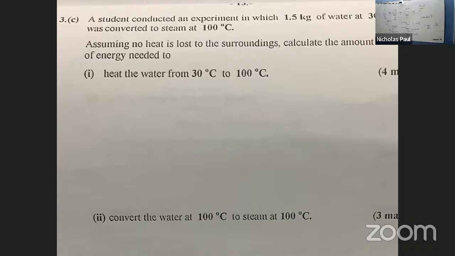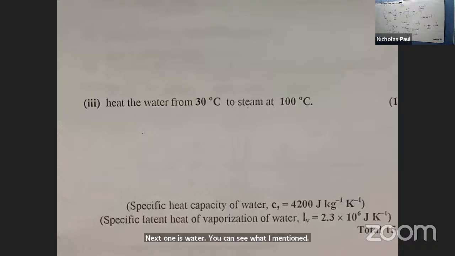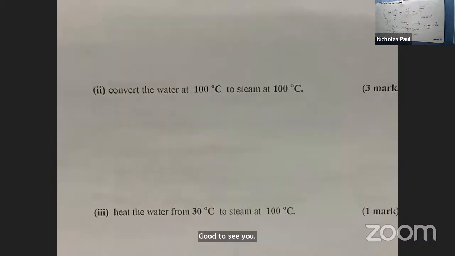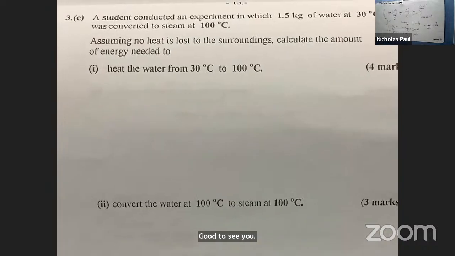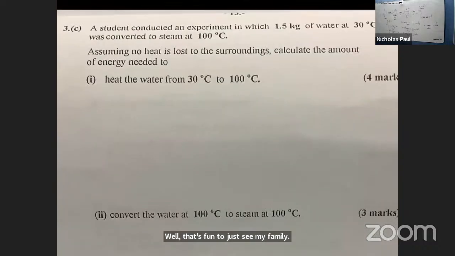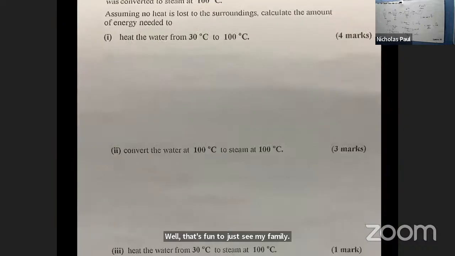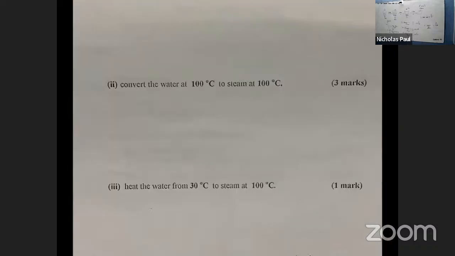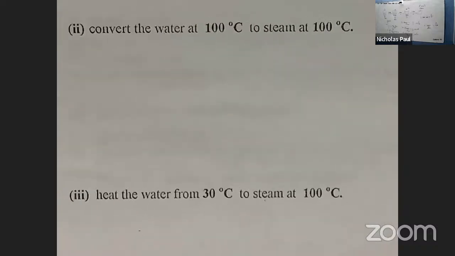Next one is water to steam. Water from 30 to steam at 100. Last 2 minutes. Then Alex will help us.